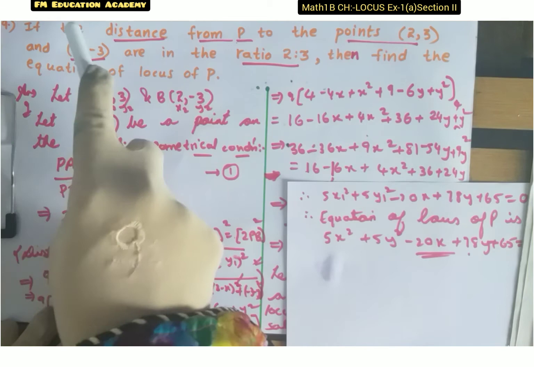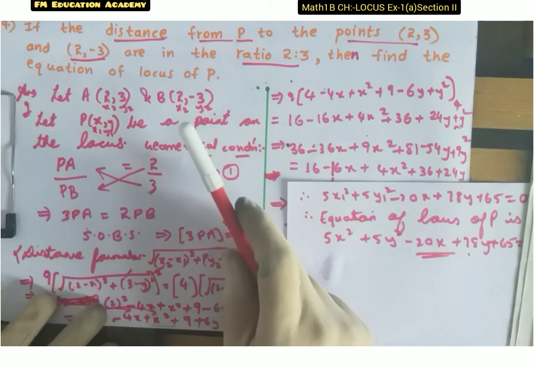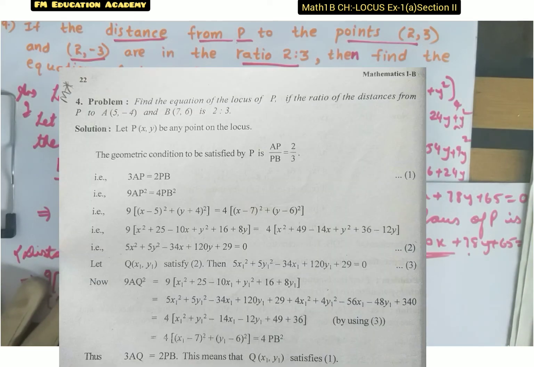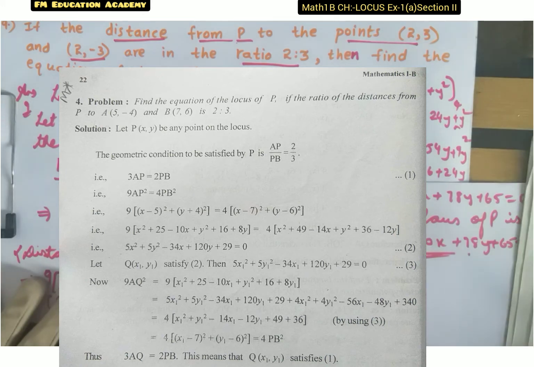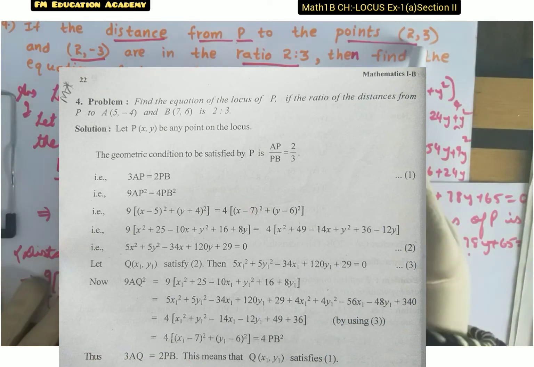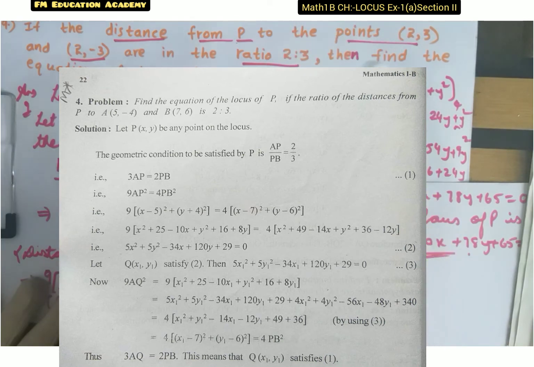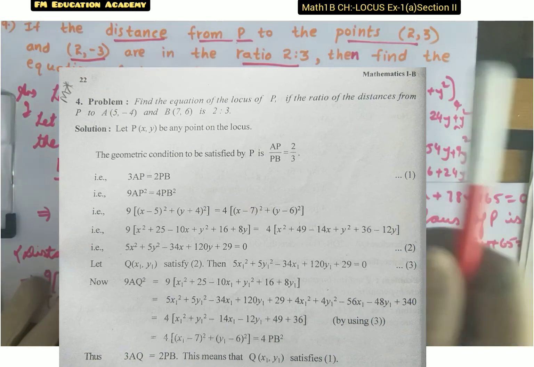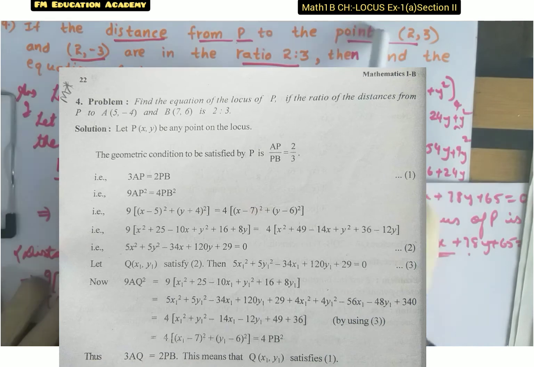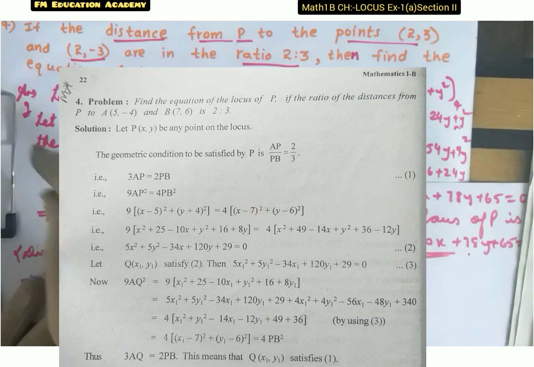Ninth sum is very much similar to our fourth example. Observe the fourth example of your textbook. Find the equation of locus of P if the ratio of the distances from P to A are 5, minus 4. Here we have 2, 3. In the example we have 5, minus 4. And B we have 7, 6 in example 4, and here we have 2, minus 3. There also the ratio is 2 is to 3, but the points are different. So example 4 is of the same model as 9th question. So you all can do that solved example. If you're not getting, let me know.